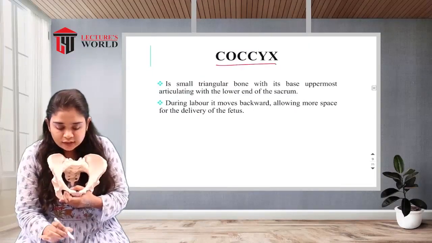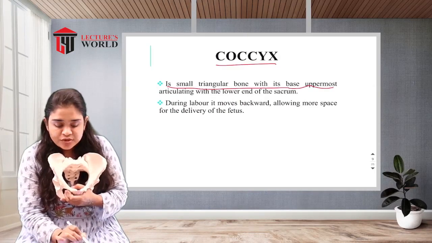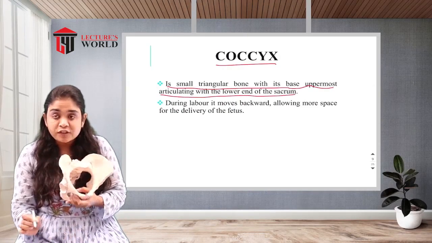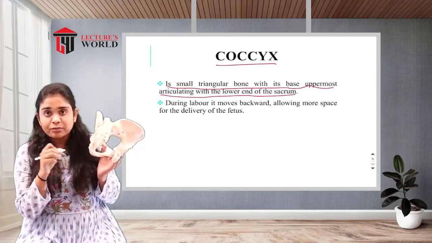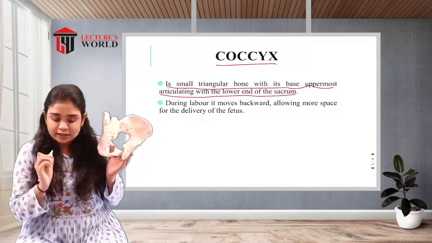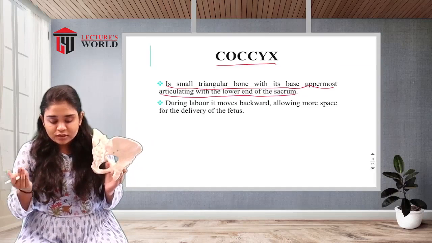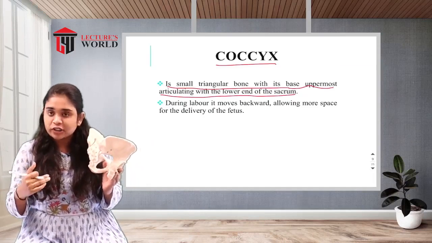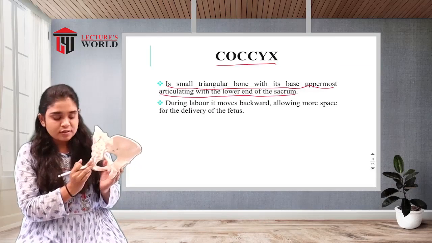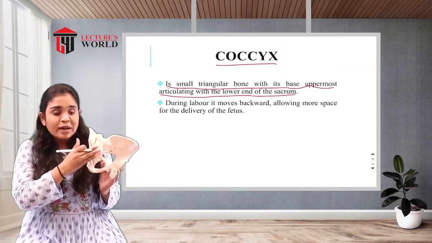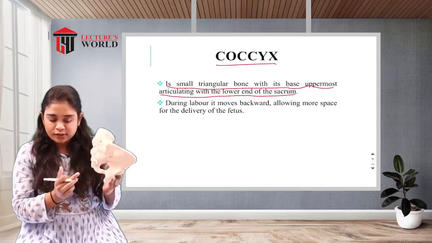Then the coccyx. It is a small triangular bone with its base uppermost, articulated with the lower end of the sacrum. As you can see, it is triangular in shape because it has 3 corners. The upper part is the sacrum, and the end of the sacrum is making the coccyx, right?